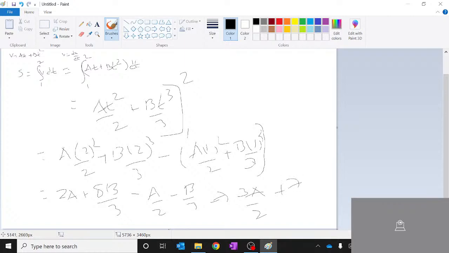So now this will be nothing but 3a by 2 plus 7b by 3. Clear? Now this is the answer. You understood the concept?